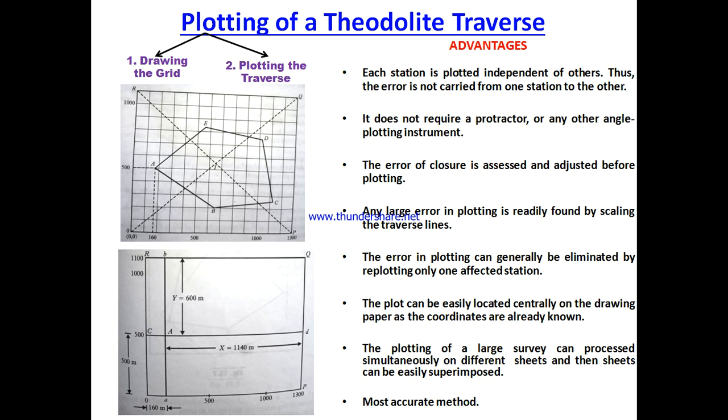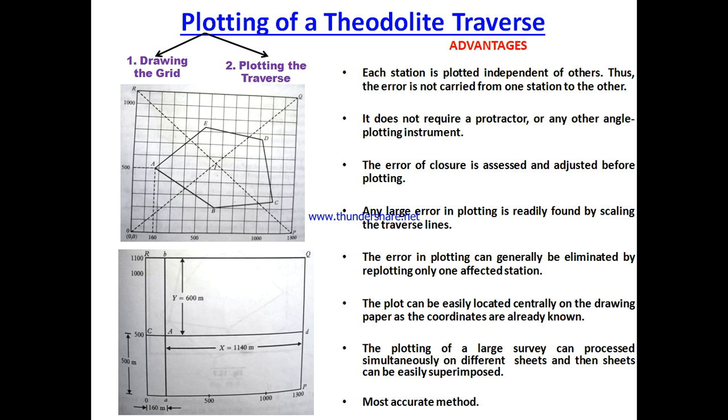So in this manner, if all the checks are satisfied, the positions of the stations are pricked through and all the construction lines are erased. Finally we get this traverse A, B, C, D, E without these grid lines and without this diagonal. In this manner we can plot a traverse with the help of the theodolite. Now, what are the advantages of it?